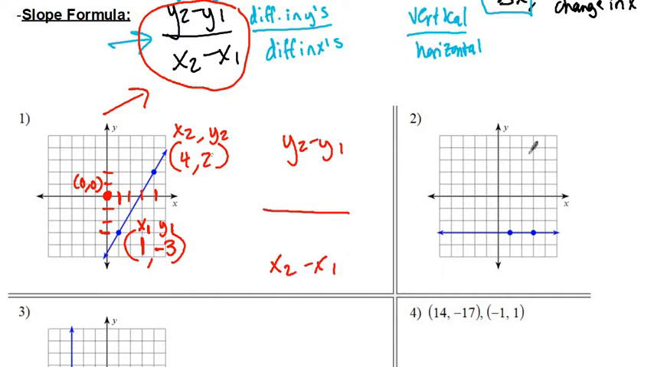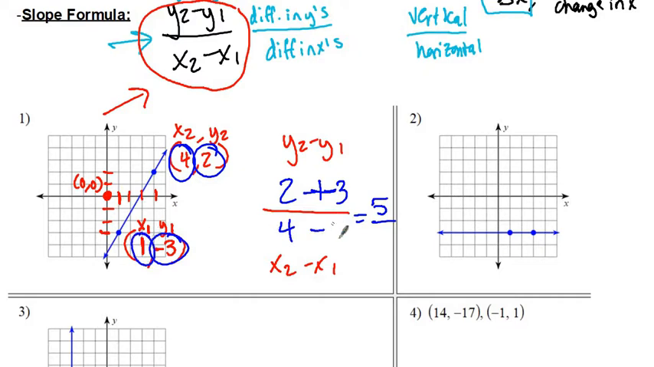So y2 is equal to 2, minus y1, which is a negative 3. So 2 minus a negative is like 2 plus. 2 plus 3 is 5. And then x2 is going to be 4, so I'll put that there. x1 is 1. You have to make sure that you follow that order. So 4 minus 1 is 3. My slope is 5 over 3.